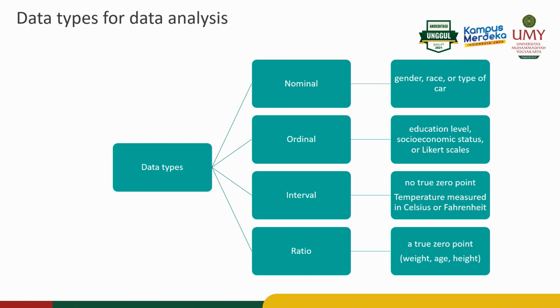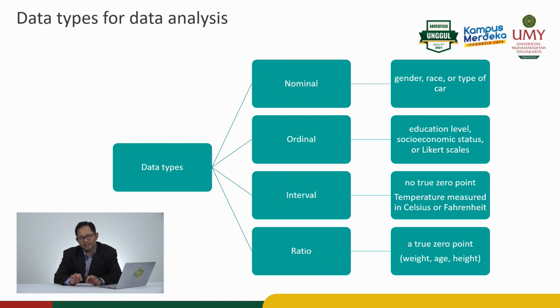nominal data. Nominal data refers to, for instance, gender, race, or, let's say, type of car. So this is the nominal data. You cannot differentiate in terms of the degree between one data and another data. Male and female have no degree because they just represent a certain kind of object.